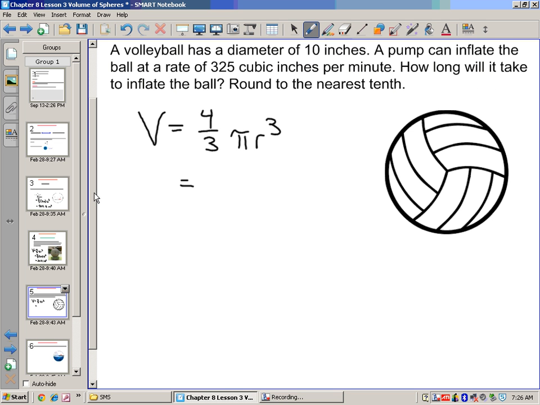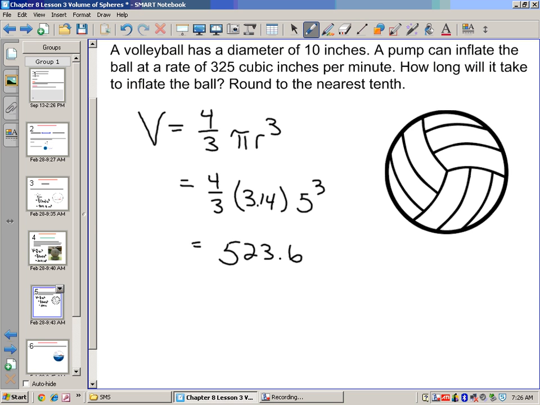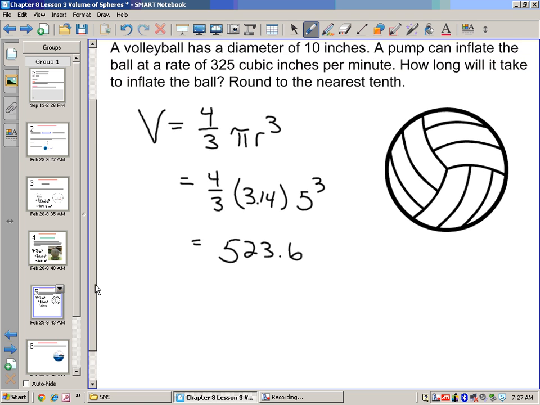And they give us 4/3 times 3.14 times our radius. They give us a diameter of 10, so our radius is 5, cubed. Punch that in once again, 4 ABC 3 times 3.14 times 5 to the third, and you're going to get about 523.6. But that's not what they're asking. They asked us how long will it take to inflate the ball. So here is what we need to do. We're going to write a proportion to find out how long it's going to take us to inflate the ball.